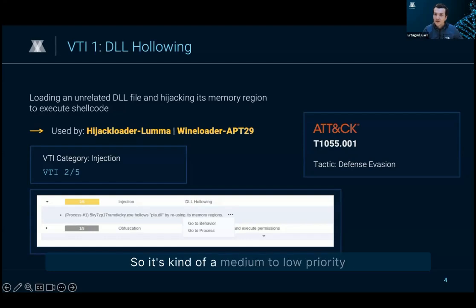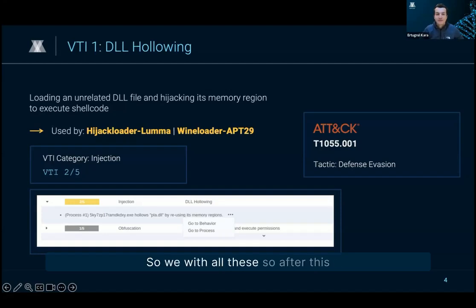So it's kind of a medium to low priority detection, but still important given how it is often used by loaders like Hijack Loader, for example, to install payloads of info stealers such as Lumma. And it's also been seen with WineLoader, for example, in an APT campaign, APT29, aka Cozy Bear.